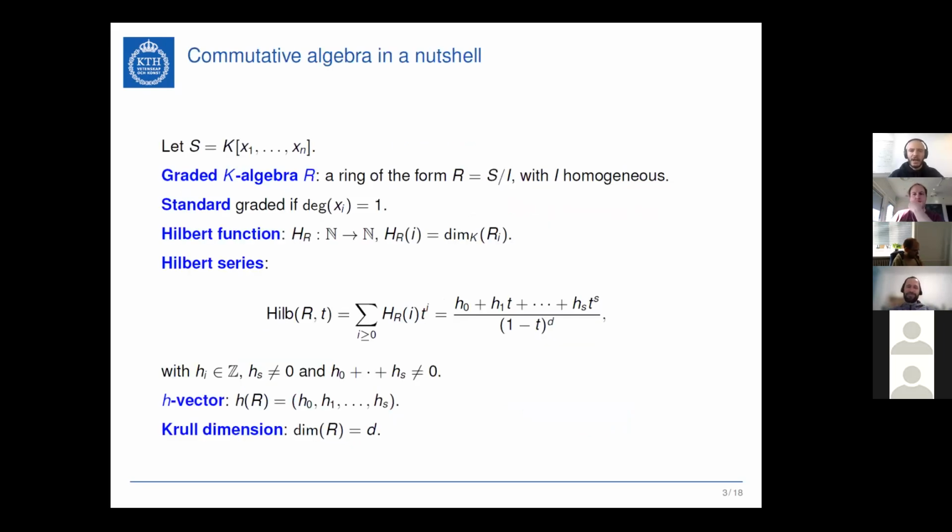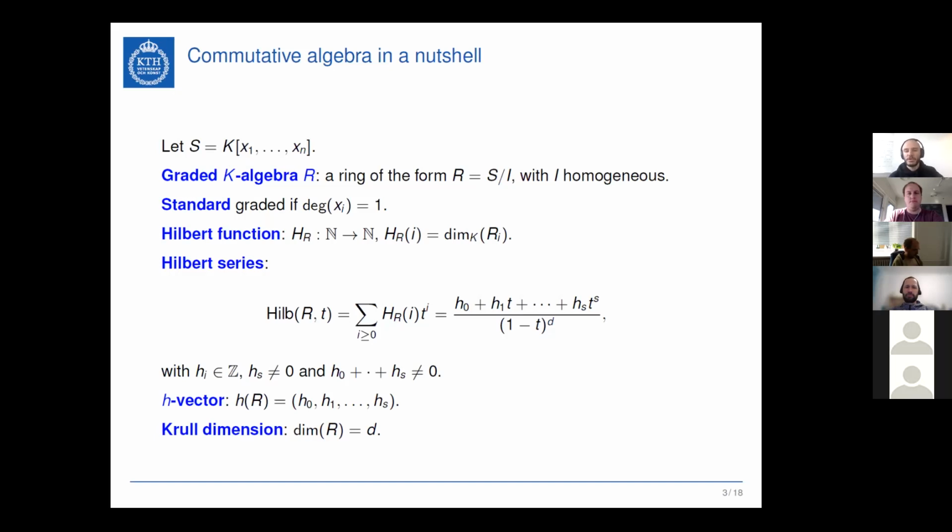Now we start with a little bit of details. I'm starting from the very basics. Please speed me up if it's too basic, or slow me down if it's not. During my talk, S will denote the polynomial ring in n variables over K. I don't make any assumption on K for now. I will consider graded K-algebras.